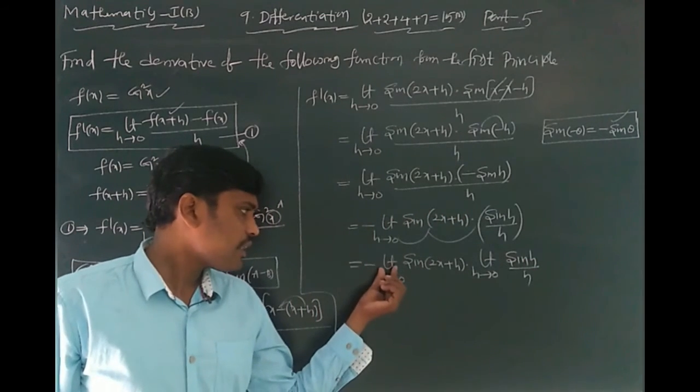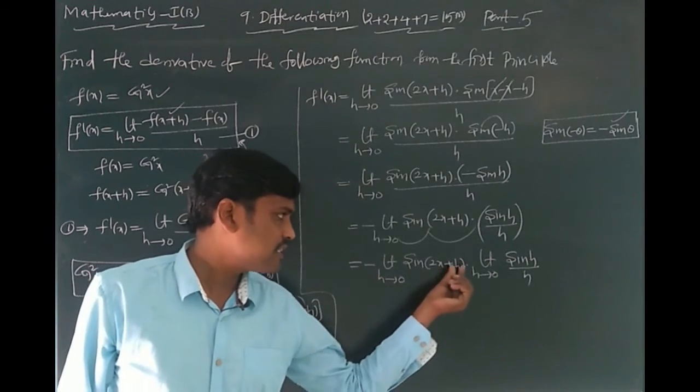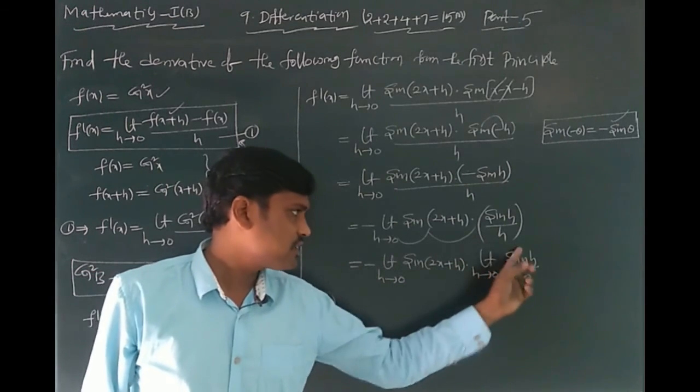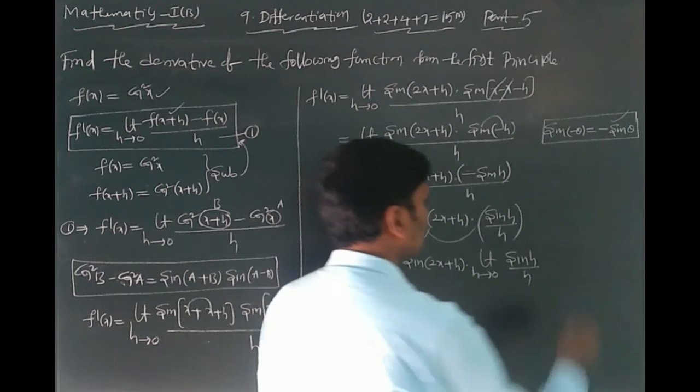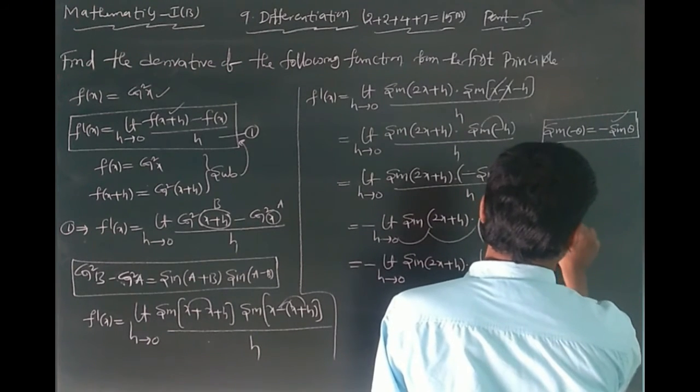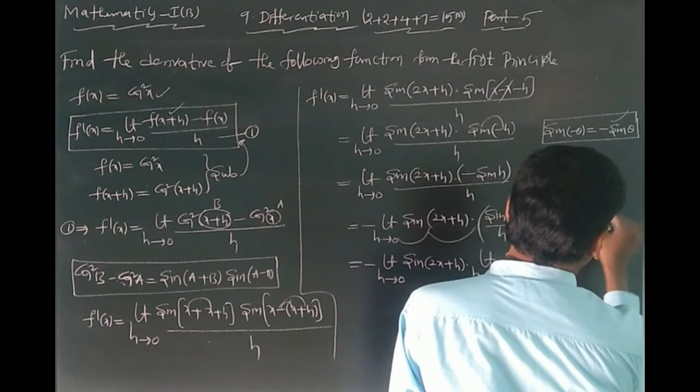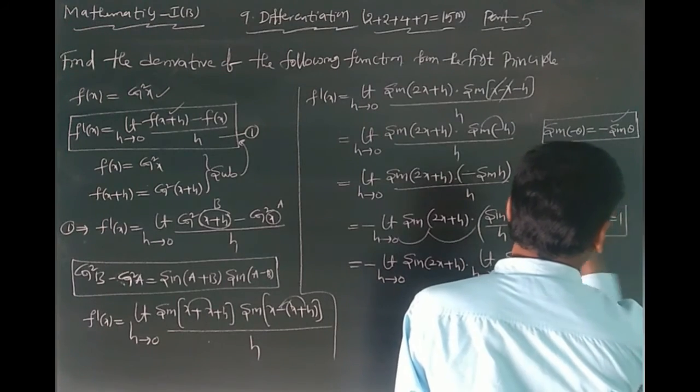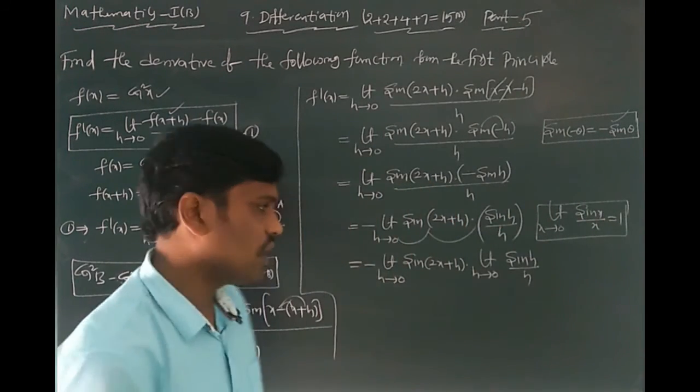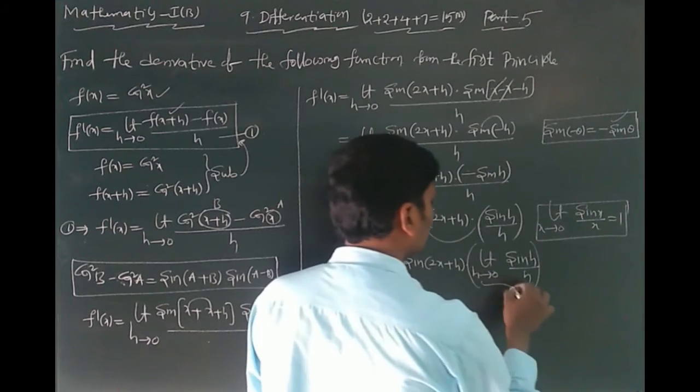You can write the separate limits. Limit h tends to 0 of sin of 2x plus h is one limit. Limit h tends to 0 of sin h by h is the other limit. Here we know this formula: limit h tends to 0, sin x by x value is 1. Write down that this limit is 1.